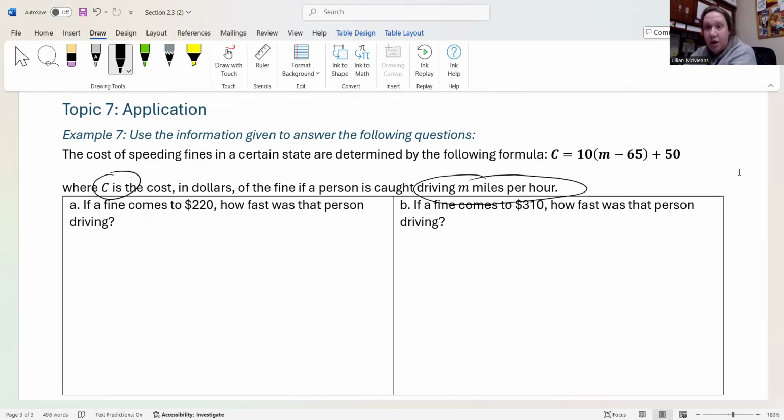Okay, so let's look at part A. If a fine comes to 220, how fast was the person driving?